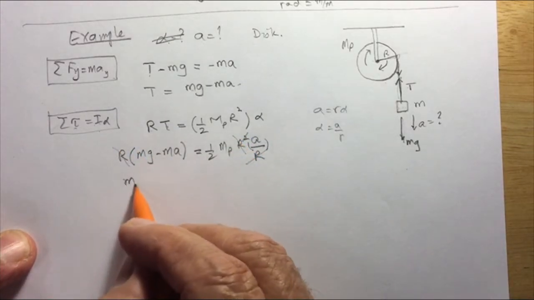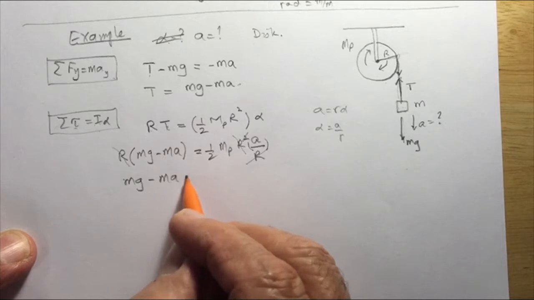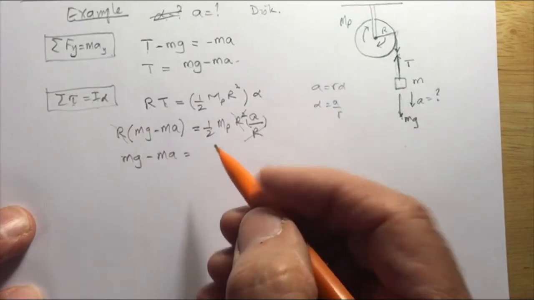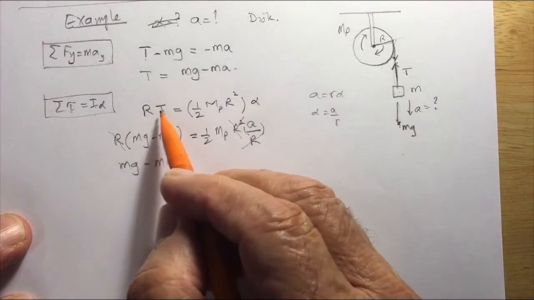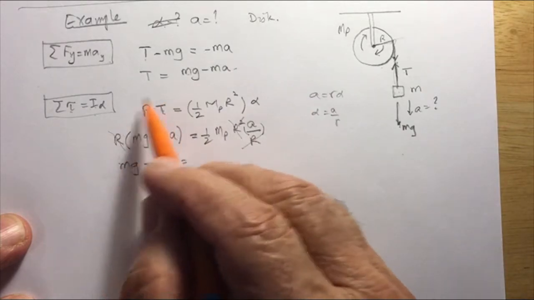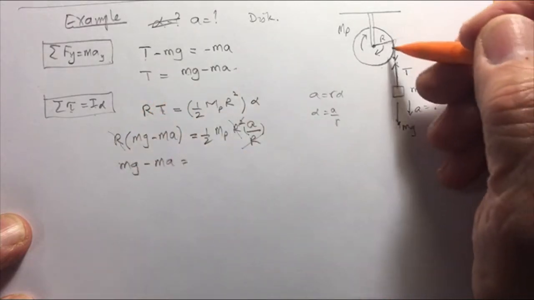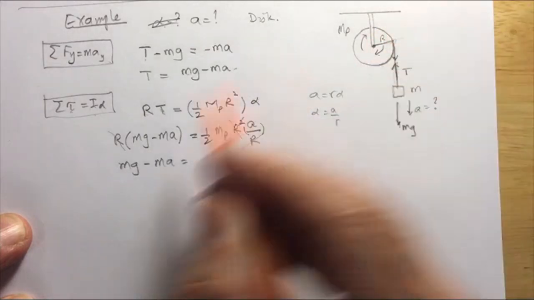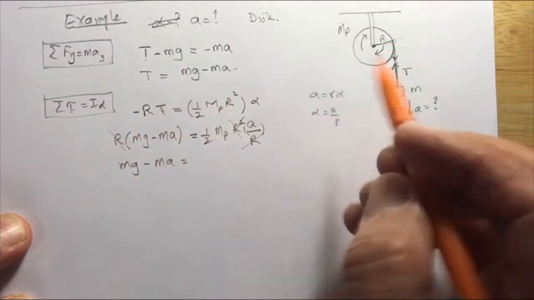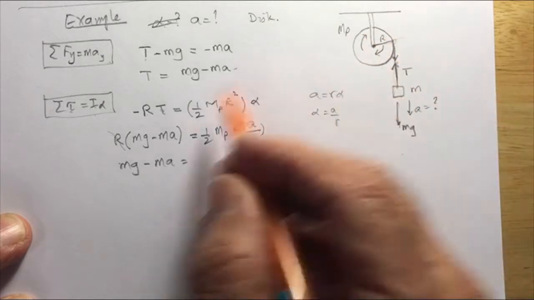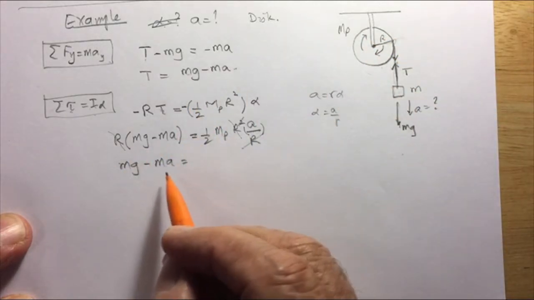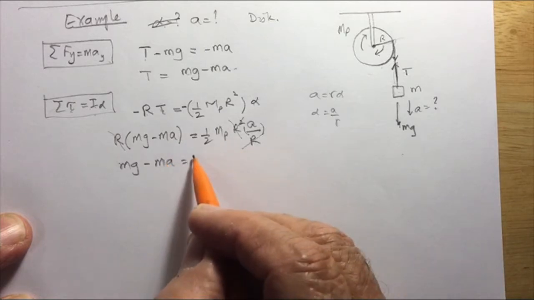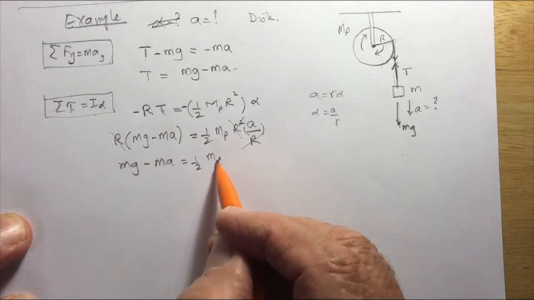So this becomes mg minus ma equals, okay, this force, this torque is a clockwise torque, so we should have put a negative sign here, but the alpha is also clockwise, so there's another negative sign here, so both cancel out and we get the same thing. That equals half m_p a.